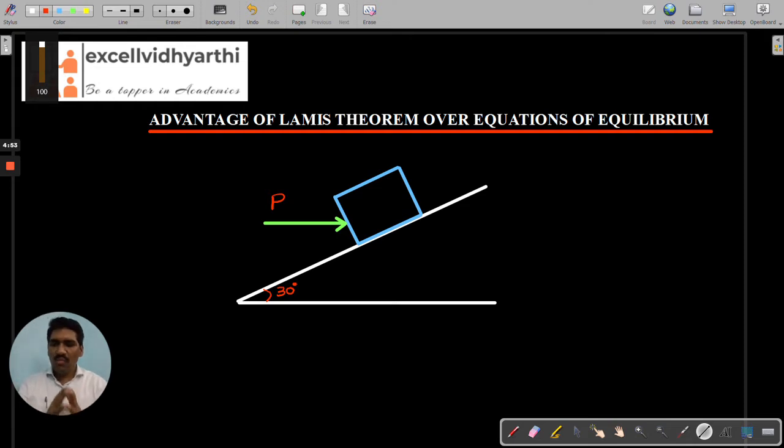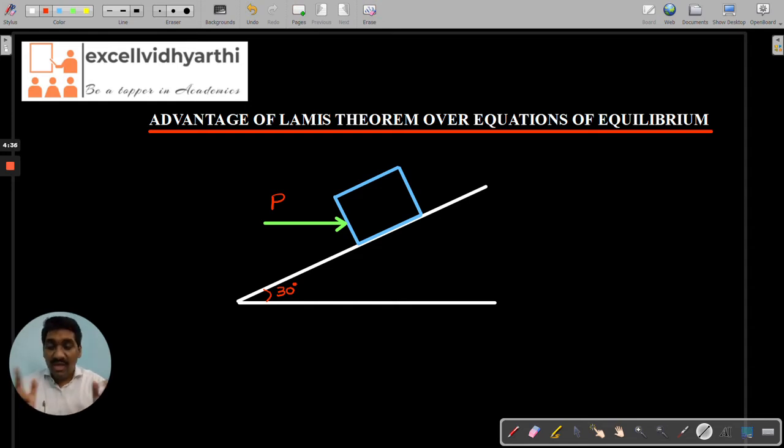Today I am here with a very important discussion regarding the concept of equilibrium. So what is the meaning of equilibrium? When the resultant of the entire force system acting on the body is equal to zero, then the body is said to be in equilibrium.